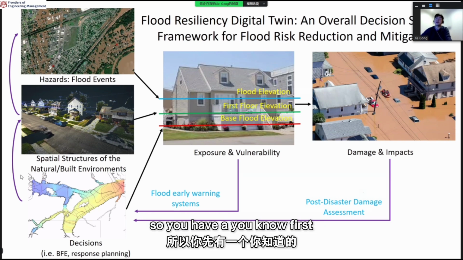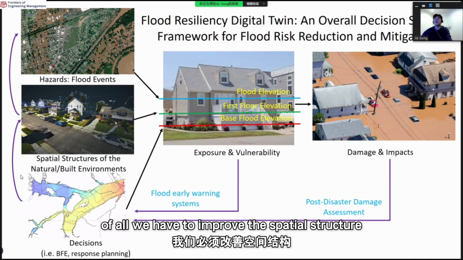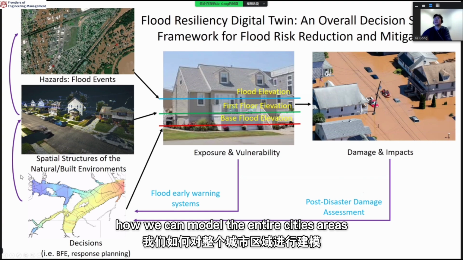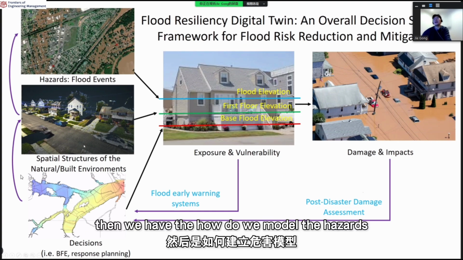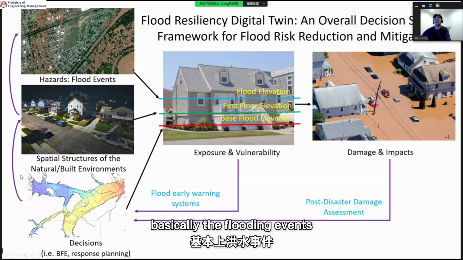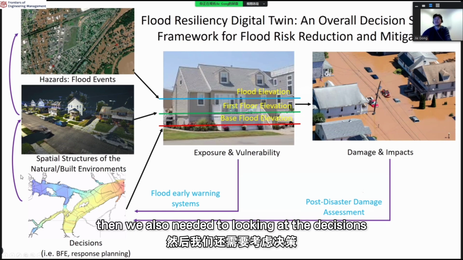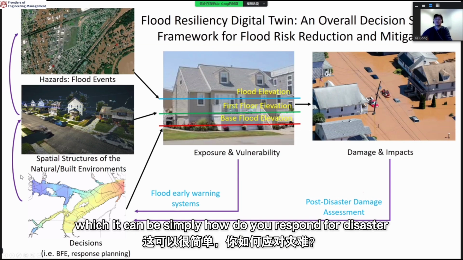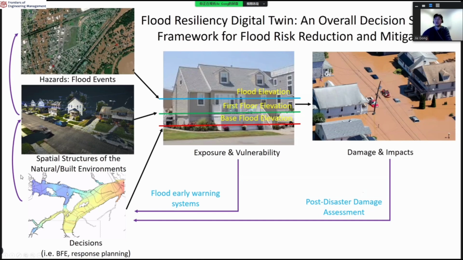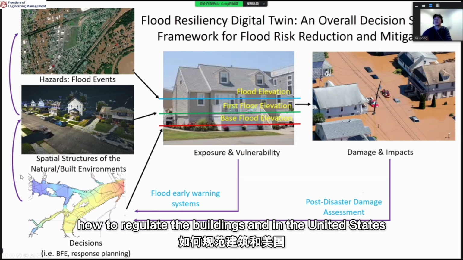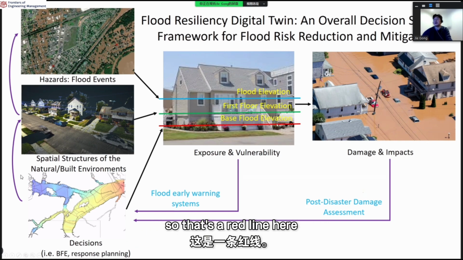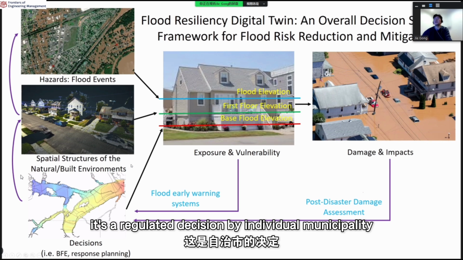First of all, we have to improve the spatial structure of the built environment here. How can we model the entire city areas, like in New Jersey, right? Then how do we model the hazards, basically the flooding events. Then we also need to look at the decisions, which can be simply how you respond to a disaster, how to regulate the buildings. In the United States, one of the terms they use is BFE, base flood elevation. So that's the red line here. It's a regulatory decision by individual municipalities, individual cities.